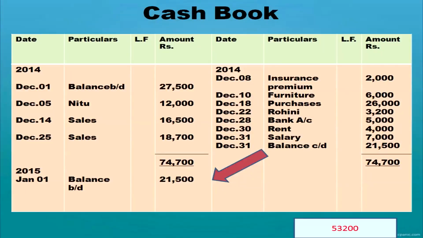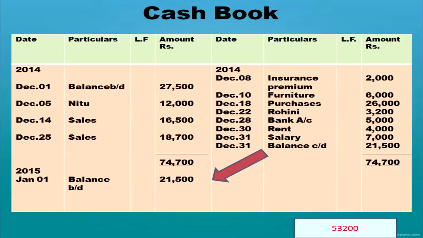You have to write the biggest total on both sides, that is 74,700. You have to write the total. Then balance the two sides: on the credit side you have 53,200, on the debit side you have 74,700. So, the difference will come to 21,500. That you have to write on the side where there is a shortage. Usually, a simple cash book will have the shortage only on the credit side.